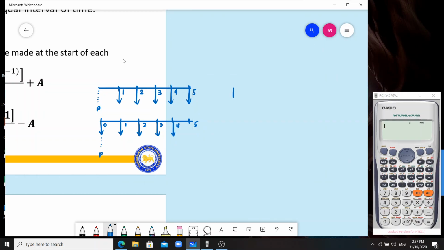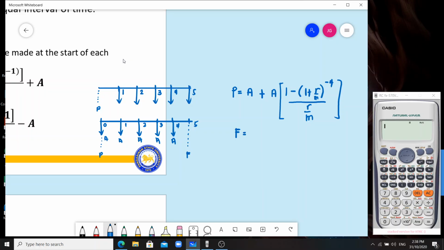Pag kukunin natin si present, ang mangyayari, syempre, kung A yan, dahil ka-time niya si isang A plus, ang i-count mo na lang is yung wala sa time 0. So, 1, 2, 3, 4. So, ang mangyayari dyan is A times 1 minus 1 plus r over m raised to negative 4 over r over m. Kung ilang periods yung natitira.